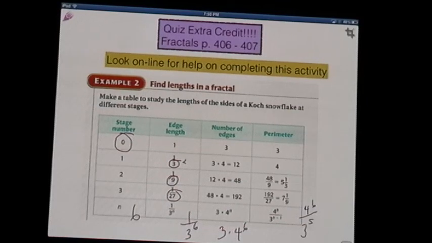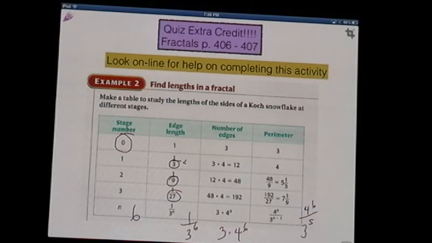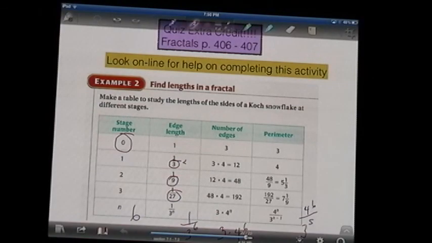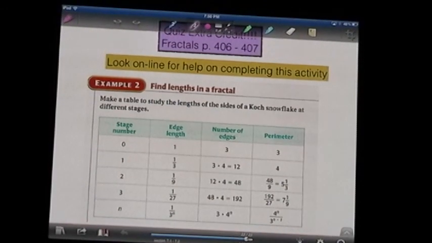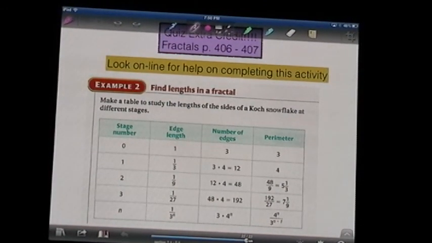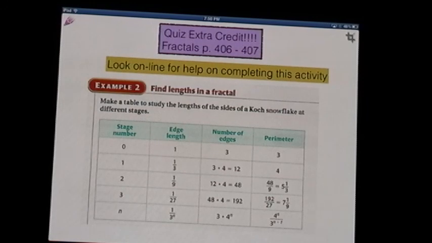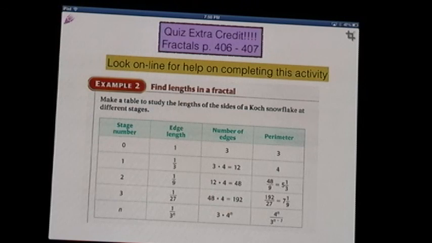What they're doing, the table helps you to figure out what's happening to the numbers. So let's look at some of the things it asks you to do. It says, find the ratio of the edge length of the triangle in stage 0 of a Koch snowflake to the edge length of the triangle in stage 1. The edge length is 1/3. What is the ratio of 1/3 to 1?